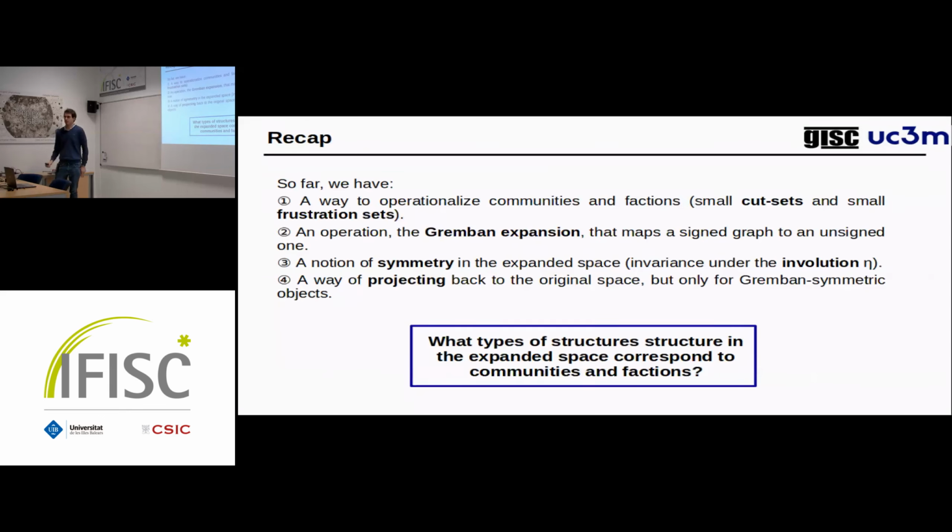Okay, so far, what we have done is we have defined two types of mesoscale structures, communities and factions, and two types of cost functions associated to each, the size of the cut set and the size of the frustration set. And in parallel, we have defined a map from a signed network to an unsigned network. We have seen that in the bigger unsigned space, there is a new notion of symmetry that is related to this involution operator. And also we have a way of projecting back. And now the question is, what types of structures in the expanded space are representing communities and factions from the original space? If we knew this, we could use community detection in the expanded space to detect things in the original space.